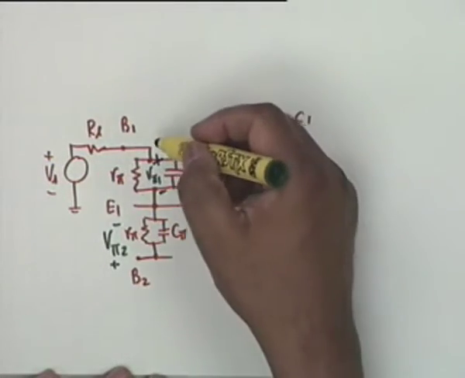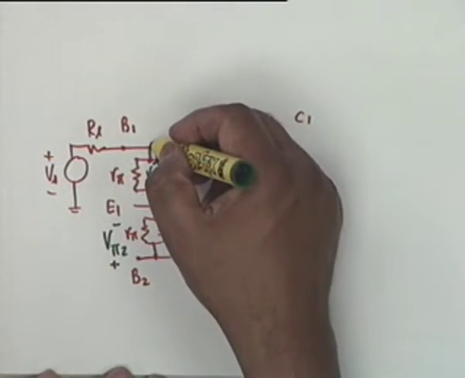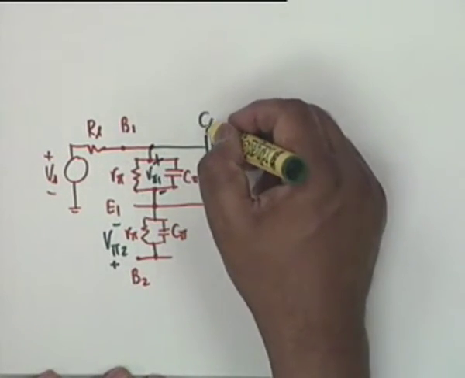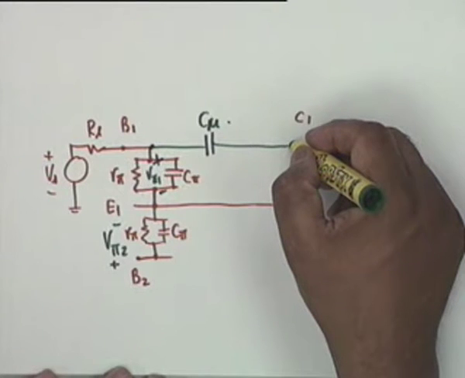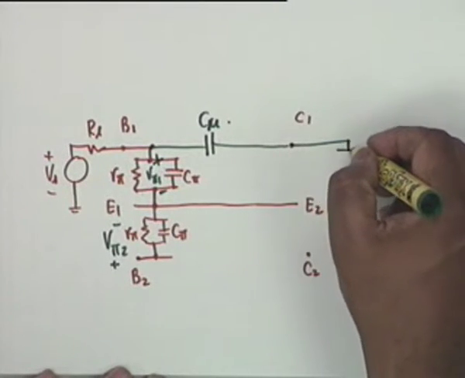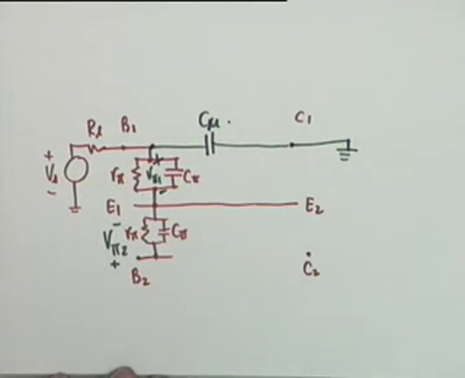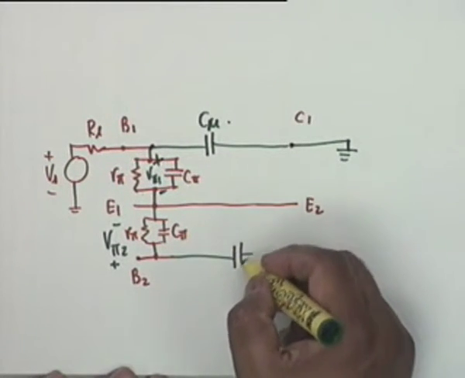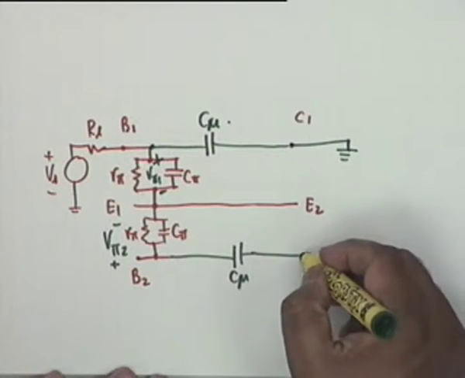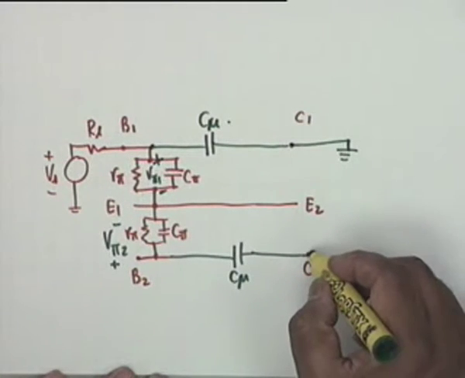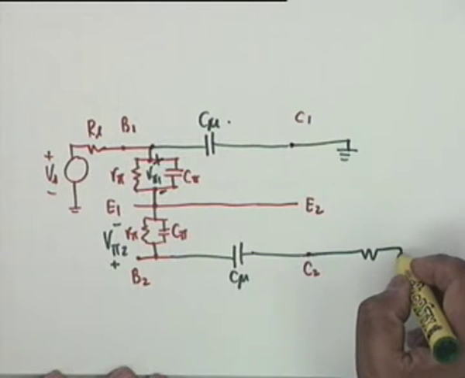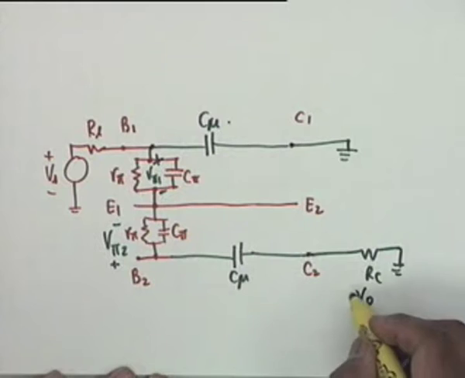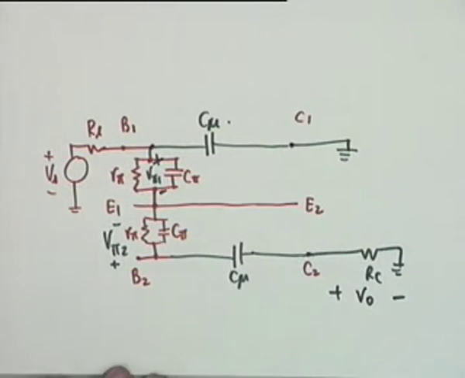From B1 to C1 we have the C mu, and C1 is grounded. From B2 to C2 we have again C mu. However, C2 is not grounded. It goes to ground via R sub C. And this is the voltage V0, output voltage V0.